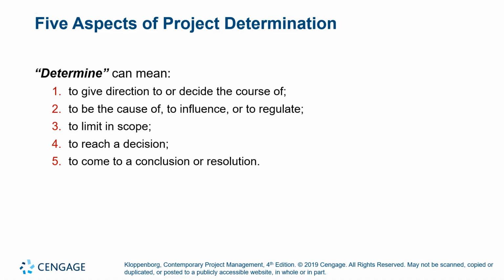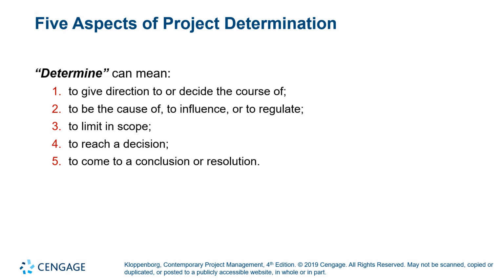So let's talk about 5 aspects of project determination. What does determine mean exactly? There are about 5 examples that the book gives us. One is to give direction to or decide the course of. The second is to be the cause of, to influence, or to regulate. The third is to limit in scope. Fourth is to reach a decision. And the fifth option that's given is to come to a conclusion or resolution.